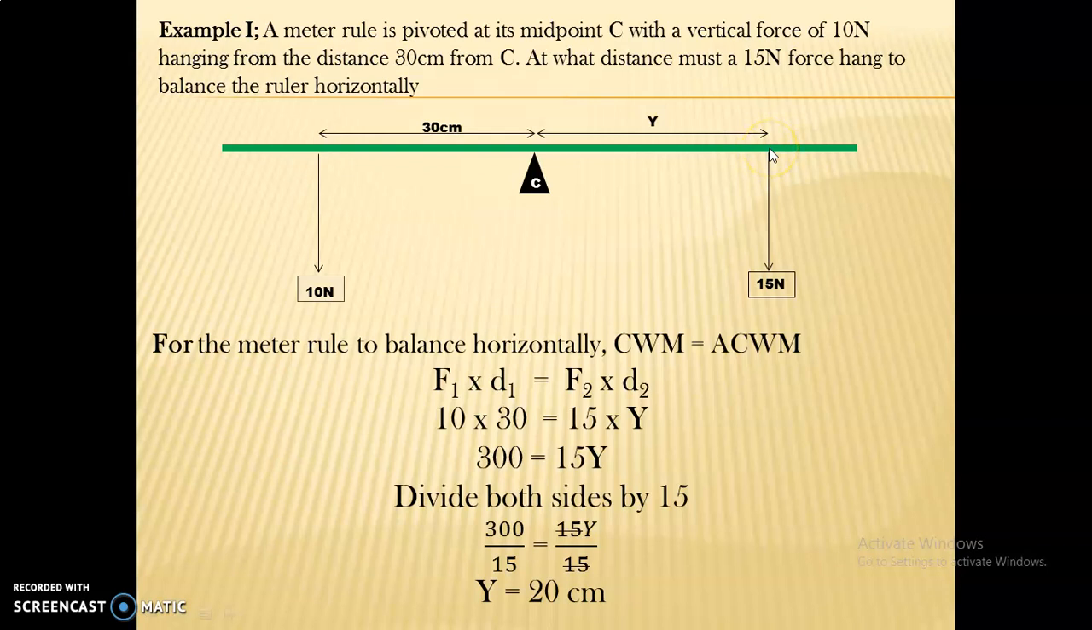The force here is 15 Newton. Remember what we said, force times distance must be equal to force times distance. Thus we have 10 times 30 cm must be equal to 15 times Y. If you do all that mathematics, you have 300 equals 15Y. Then divide both sides by 15. We have our Y to be equal to 20 cm. It means that the distance from this point C to where the mass is hanging must be 20 cm before this meter rule can hang horizontally.